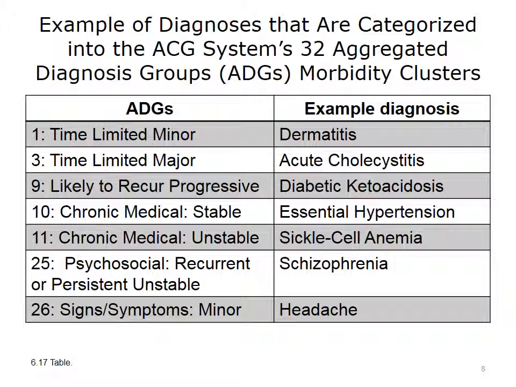In other words, if a person has one or more ICD codes that fall into these or many other epidemiologically similar categories, they would get categorized as having this risk factor. For example, do they have a chronic condition that is stable? Do they have a chronic condition that is unstable? Do they have a serious psychiatric, psychosocial condition? Do they have a condition that is likely to become progressively worse?